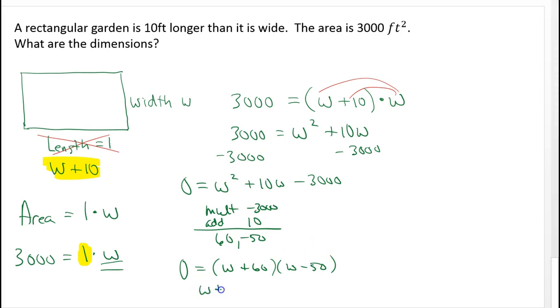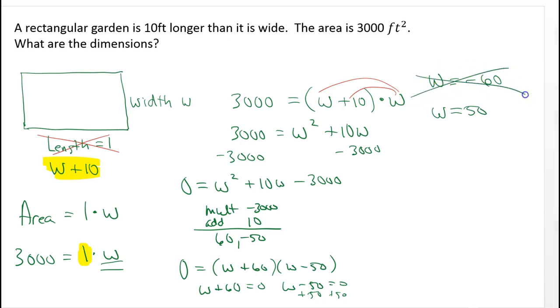You set each of these separately equal to 0. So W plus 60 equals 0 and W minus 50 equals 0. I subtract the 60 and I get W equals negative 60. And on the second one, I add 50 to both sides to get W equals 50. Now, you ever seen a rectangular garden with a width of negative 60? Nope, me either. It's some kind of imaginary place that we don't talk about, right? So the width is 50. When you're talking about distance or the length of a side, you can't have a negative distance. Okay, so W equals 50.